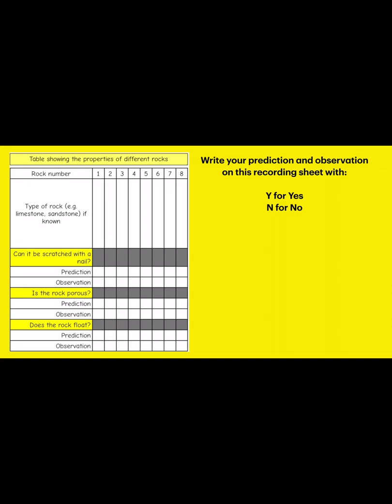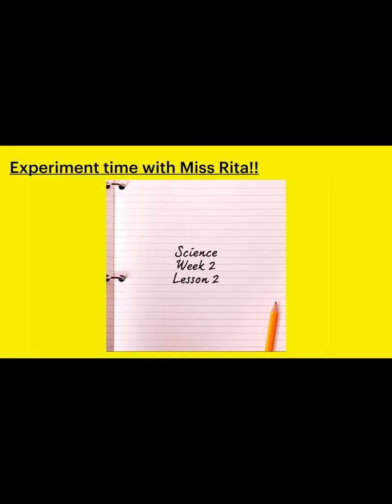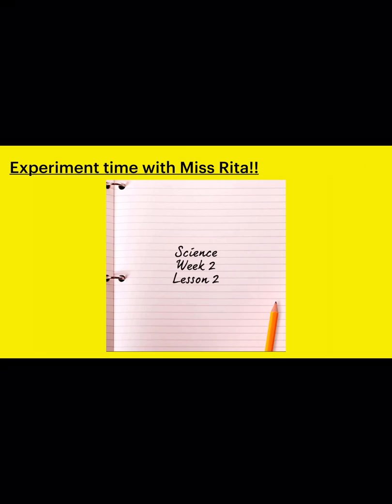So for each of them, can it be scratched with a nail? We look at the type of rock and make our prediction. Y for yes, N for no. Then we carry out the experiment and see if the result has changed. Now you're going to watch Miss Rita carry out the experiments on each of the rocks. You can select the video in the Show Me folder, and please watch it very carefully and look closely at the different types of rocks that she's testing.